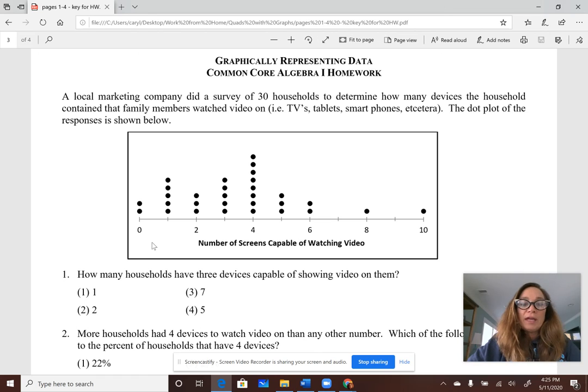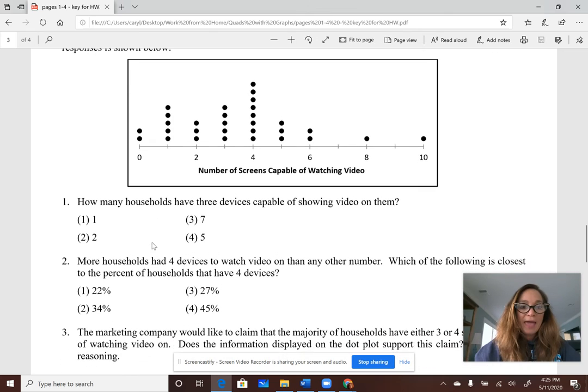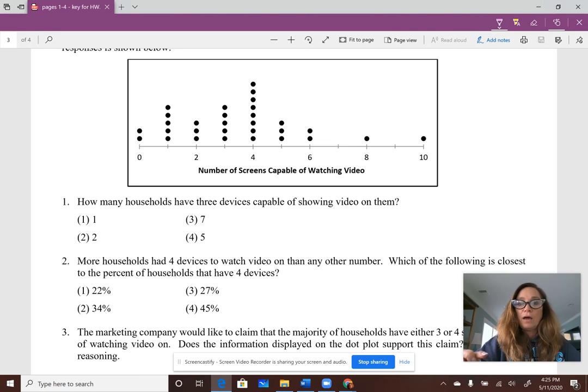Okay, a local marketing company did a survey of 30 households to determine how many devices the household contained that family members watched video on. Oh, just like you're doing now. Okay. How many households have 3 devices capable of showing videos on them? Okay, so 3 would be halfway between 2 and 4. So 1, 2, 3, 4, 5 dots. So that would be choice 4. Let me just grab my pen. Okay, so that would be choice 4.